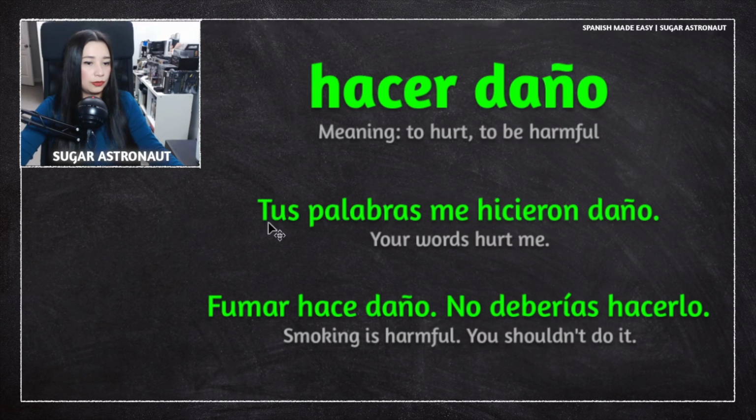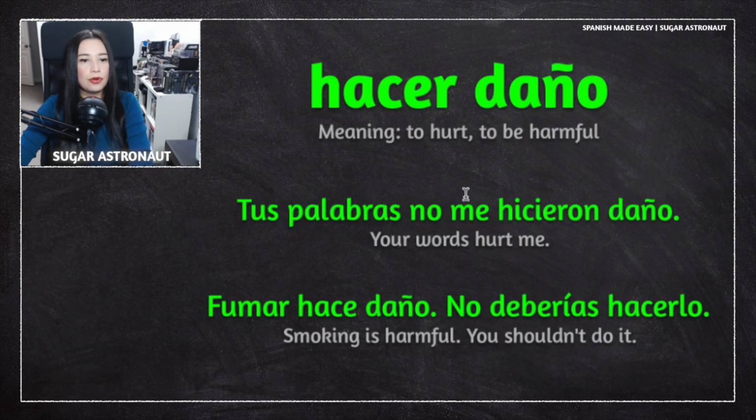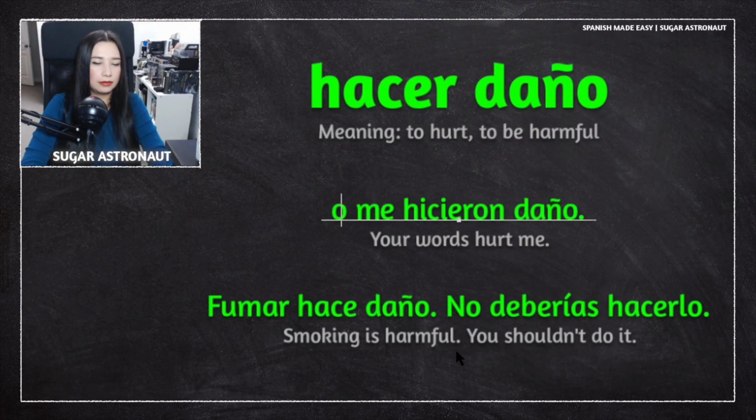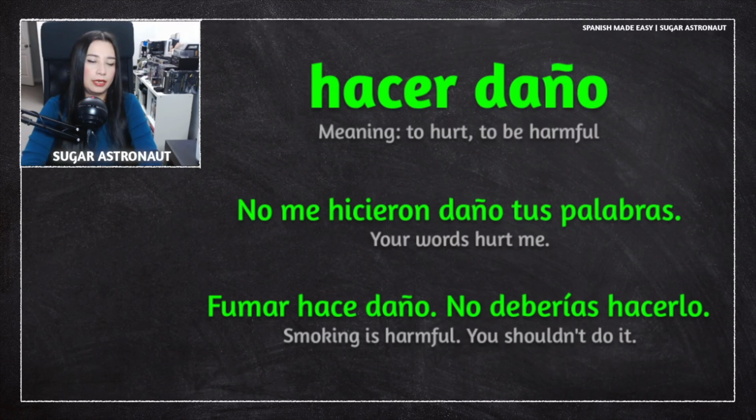If you want to make this negative, if you want to say your words don't hurt me, then you will say tus palabras no. Okay? Tus palabras no me hicieron daño. You cannot put no at the beginning. You put it in the middle here. Tus palabras no me hicieron daño. Or if you want no at the beginning, no me hicieron daño tus palabras. Okay, so that's an important thing to know.